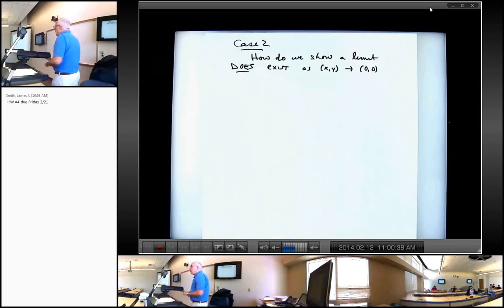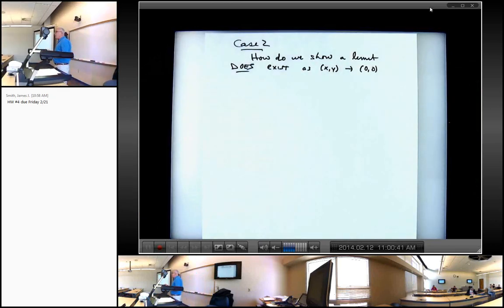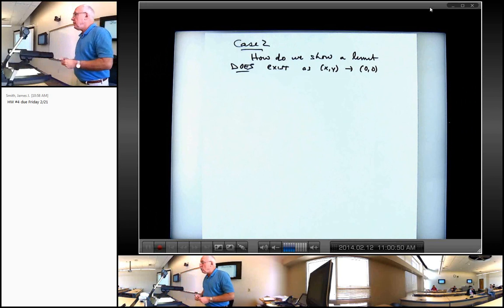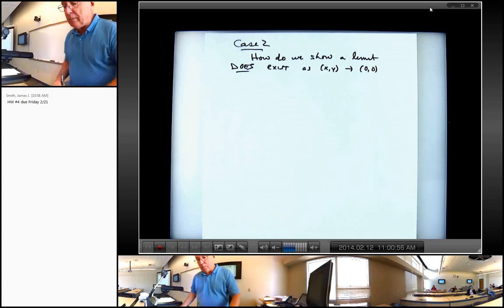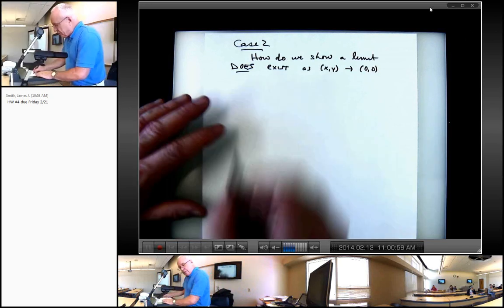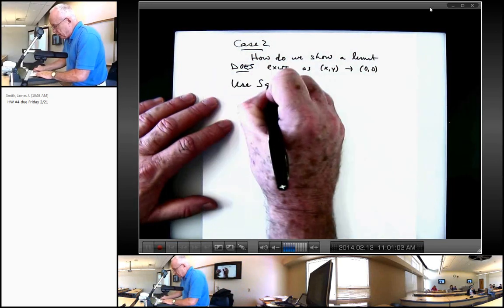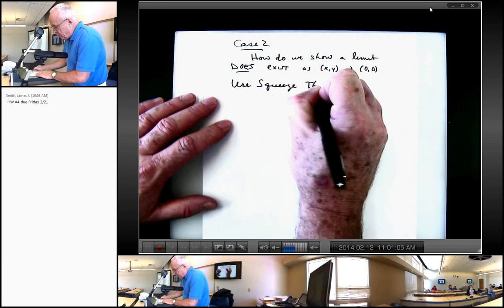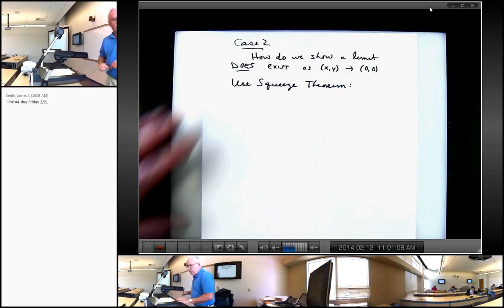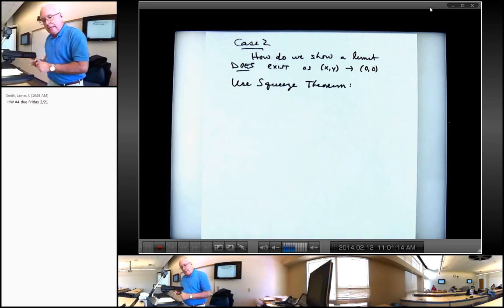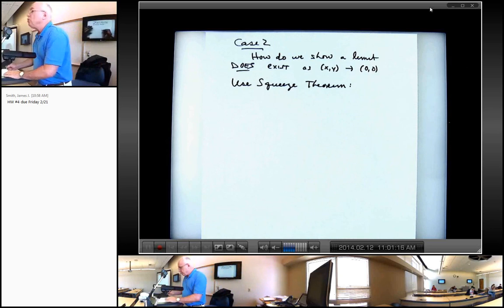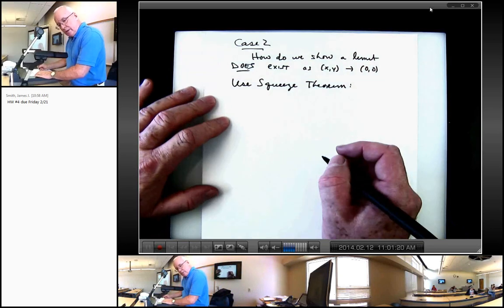Now remember, it has to be the same limit no matter what path we go along. Obviously, we would spend eternity going through an infinite number of paths, so that's not how we're going to figure out whether the limit exists. We're going to use the squeeze theorem. It's something that you were introduced to in Calc 1. I'm going to give you the two-variable version of the squeeze theorem.